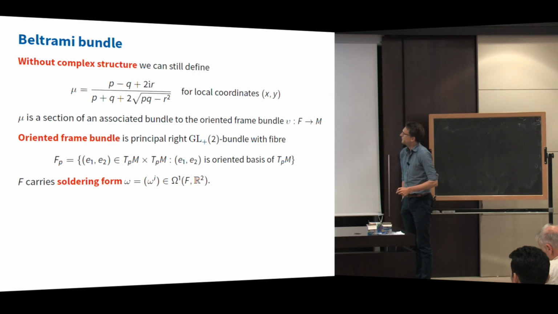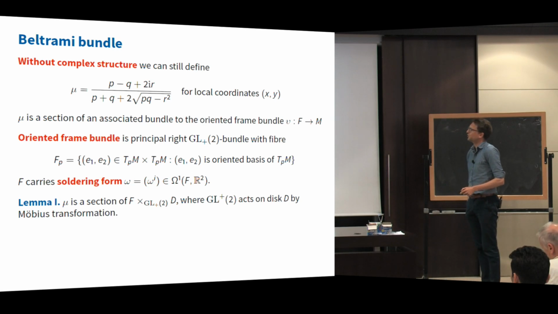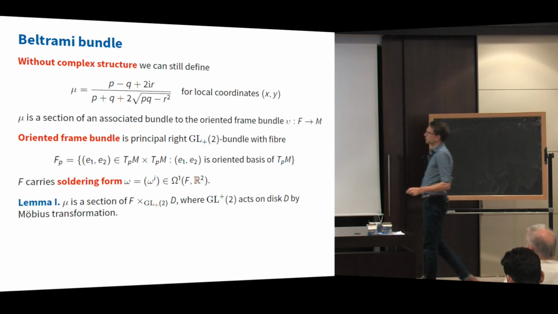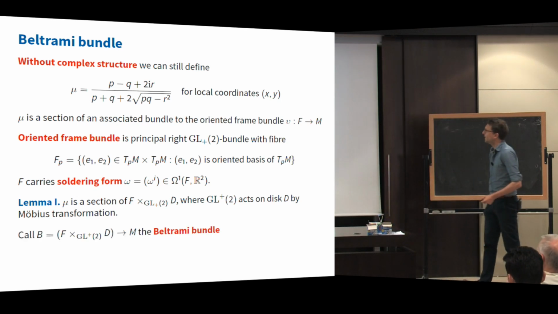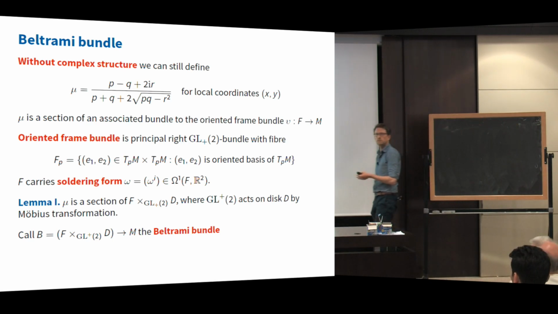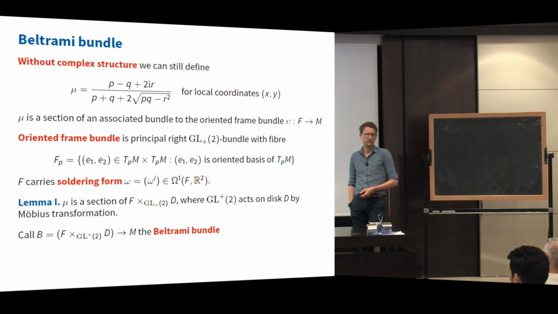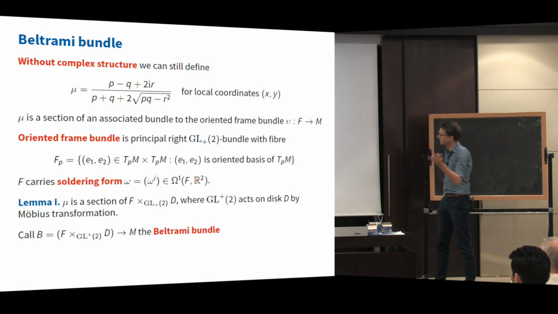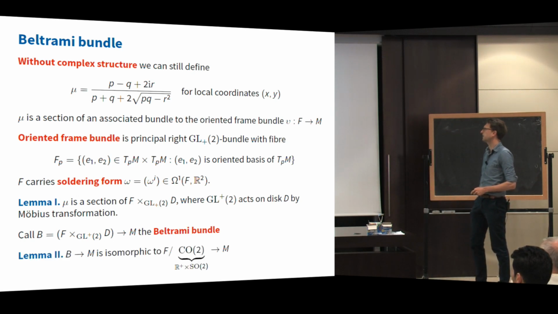Okay, I should also say, F carries the soldering form, the tautological form, and so you can show that, if you think about this properly, this is a section of this disk bundle. I want to call that the Beltrami bundle. I'm not sure, maybe this has been around in the literature before. I certainly looked for it. I couldn't find an obvious reference. I'm happy to use another name, but okay, let's call it the Beltrami bundle.